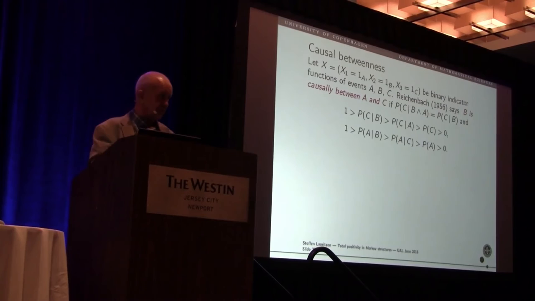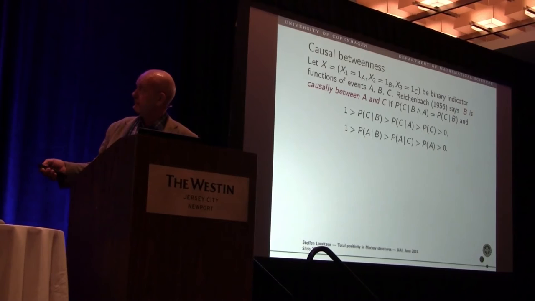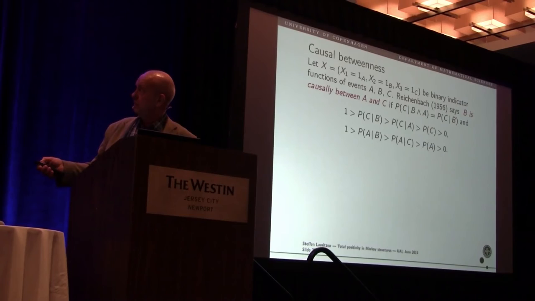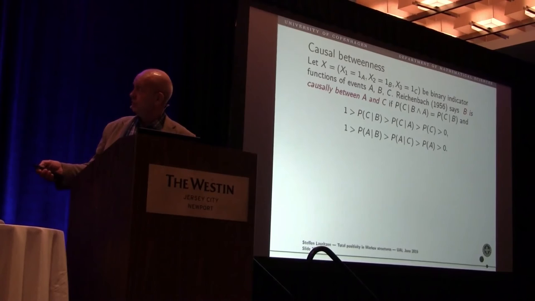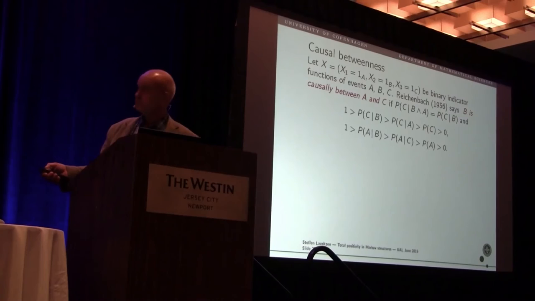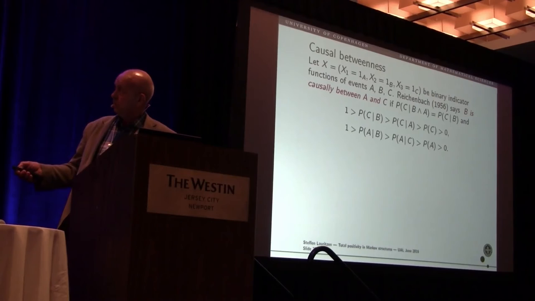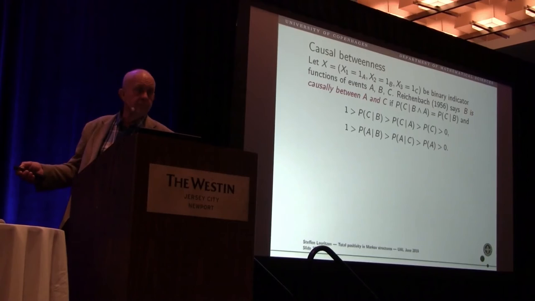Essentially, Reichenbach has this idea that an event B is causally between two other events. First of all, they have to be conditionally dependent. And then they have to satisfy these inequalities. So C is an event that can happen or cannot happen, which is important: there has to be uncertainty around it. If you know that A has happened, the probability of C happening increases. If you know that B has happened, it increases even more, and it never becomes certain.